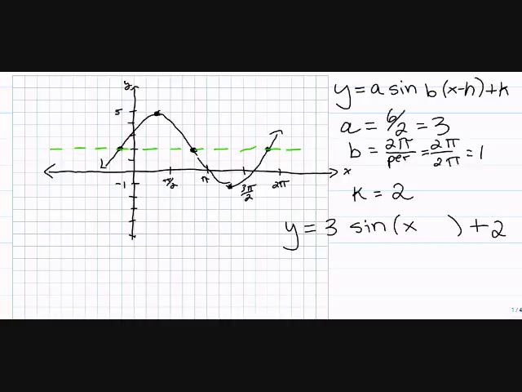Now I've got to figure out my left or right shift. Well, I could say that sine always starts out on that horizontal. It starts at the origin. So I could say that this is my starting point right here. And that looks like a sine graph that's been shifted to the left 1 tick mark, pi over 6. If I shift to the left, that's plus pi over 6.